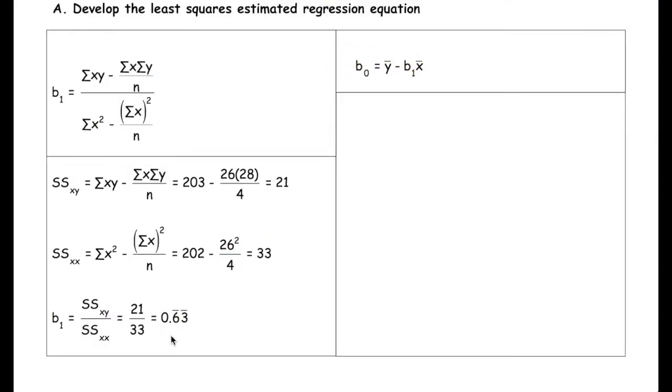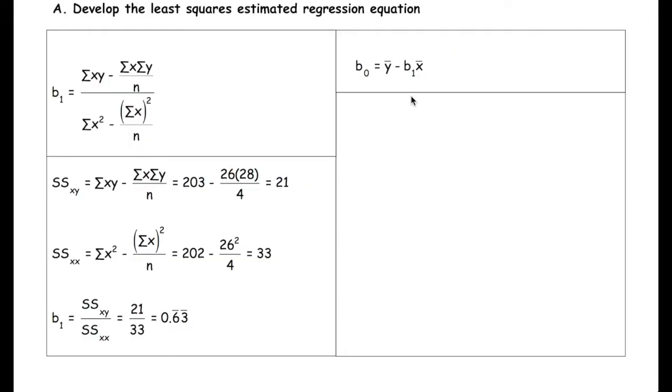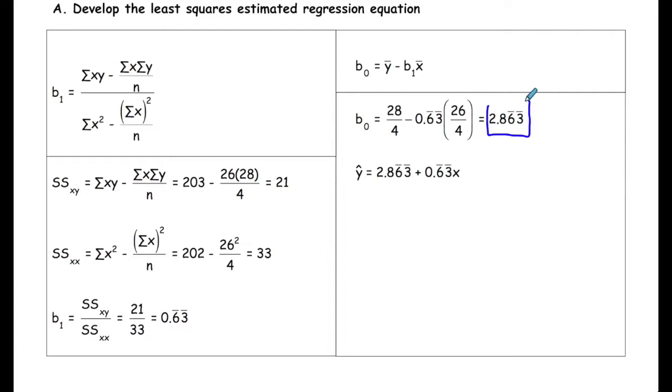Once you've found B1, now you can plug that into the equation for B0. The way that we find B0 is by taking the difference between the average of the y's and B1 times the average of the x's. So y bar and x bar simply are the averages of the respective variables. So you add up all the y values and you simply divide by how many there are. And you can do the same to get the average of the x's. And so if you evaluate that, you should be getting an answer of 2.863 repeated for your intercept coefficient.